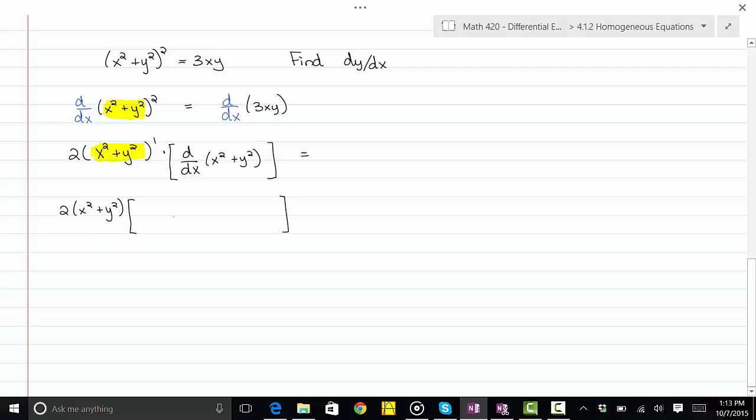It's a summation, so I can split that derivative. It's the derivative with respect to x of x squared plus the derivative with respect to x of y squared. That's what you can do. Properties of differentiation allow us to split summations or differences.